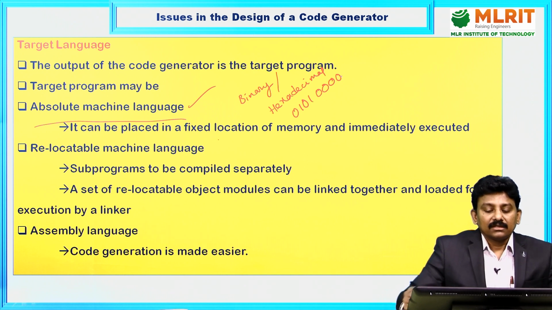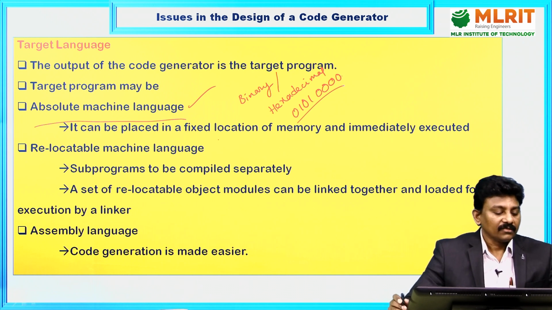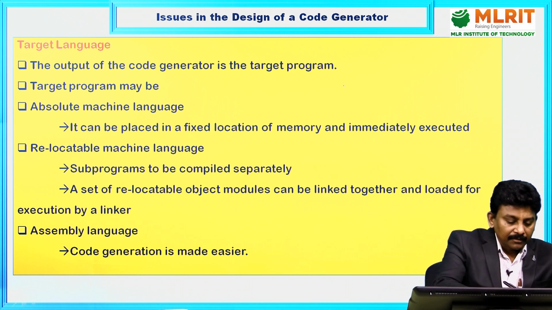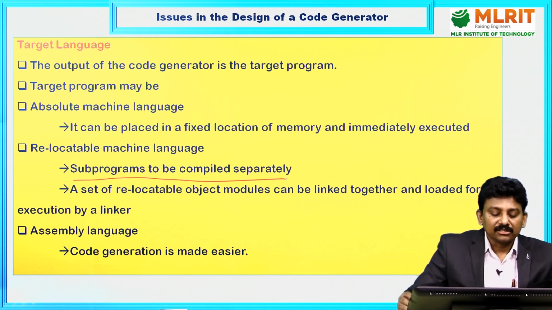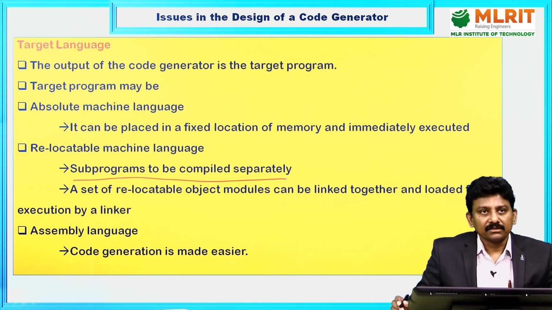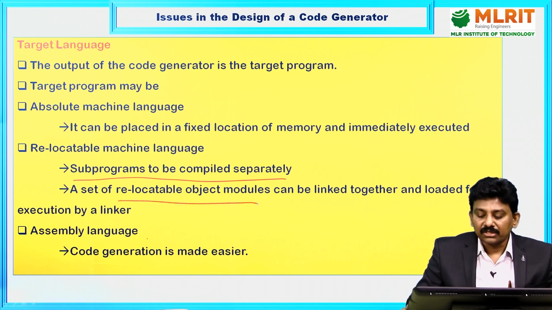So that these are understood by the processor, so that it can be immediately executed without relocatable. Second one, relocatable machine language. Relocatable machine language means subprograms can be compiled separately. Here the program has different modules, each module is compiled separately, and a set of relocatable object modules can be linked together and loaded for execution by a linker. Here we need a linker to link all these modules and load them to the memory.